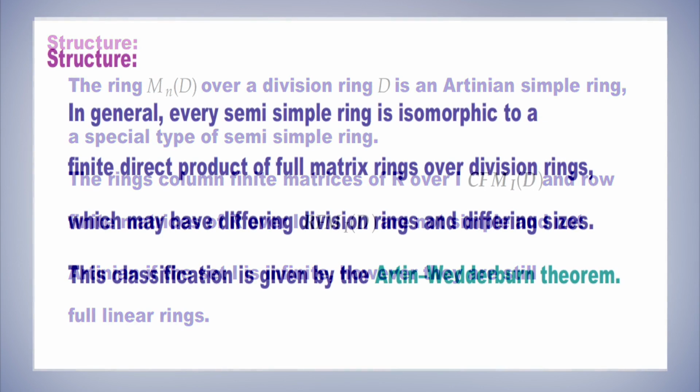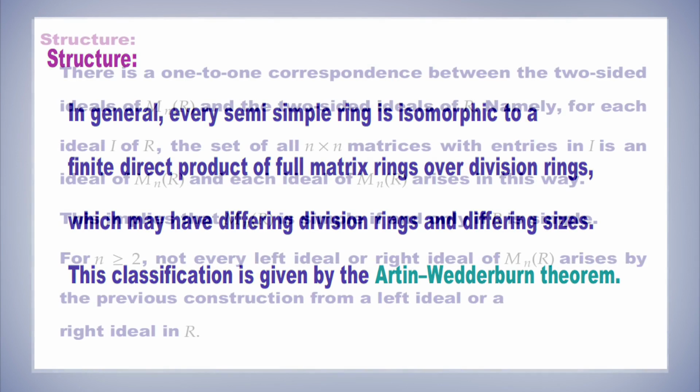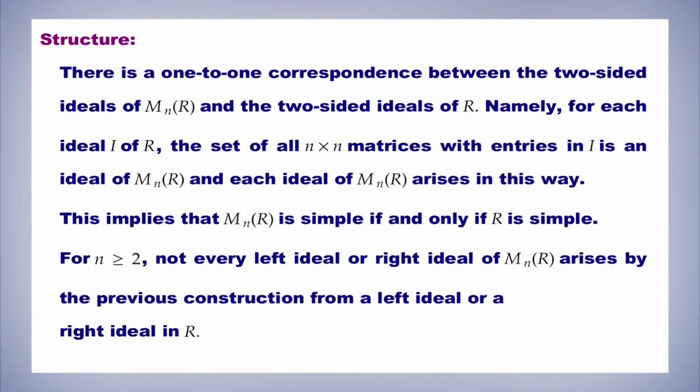In general, every semi-simple ring is isomorphic to a finite direct product of full matrix rings over division rings, which may have differing division rings and differing sizes. This classification is given by the Artin-Wedderburn theorem. There is a one-to-one correspondence between the two-sided ideals of Mn(R) and the two-sided ideals of R. Namely, for each ideal I of R, the set of all n by n matrices with entries in I is an ideal of Mn(R), and each ideal of Mn(R) arises in this way.